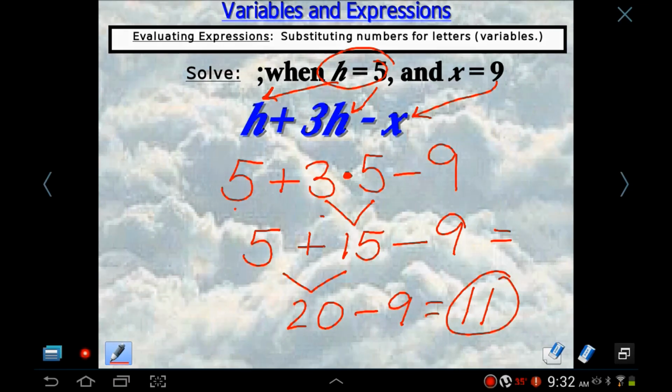That's it for this lesson. This was a pretty quick one. That's basically what you're going to be doing with this concept. You're just going to be taking your variables and substituting them with numbers. That's it. That's all there is to it.